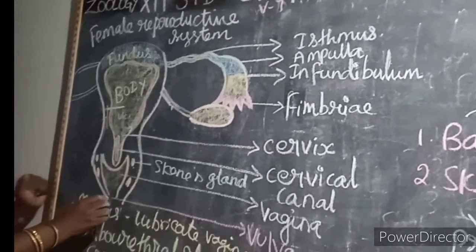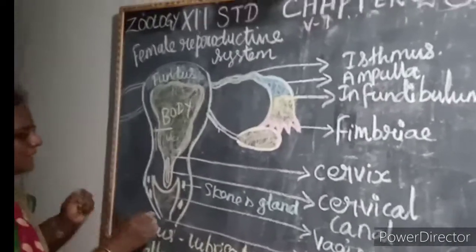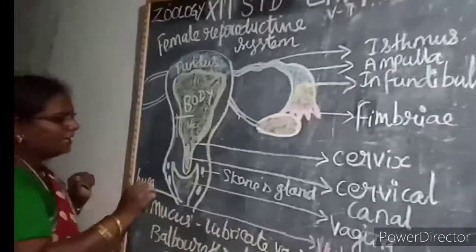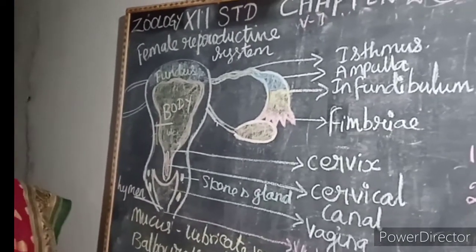Then the vagina is partially closed by a ring of tissue that is called the hymen.